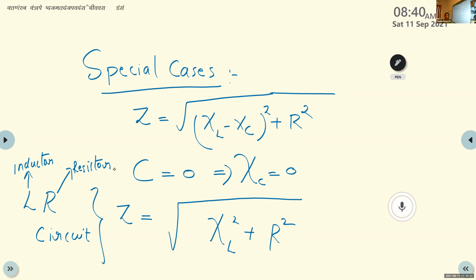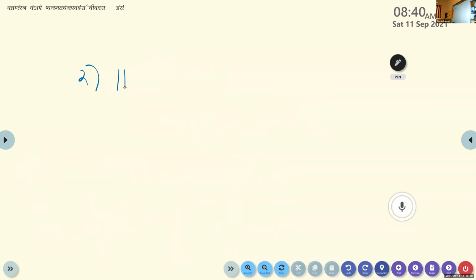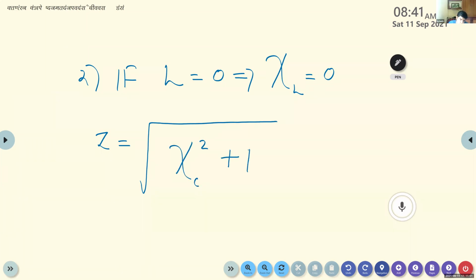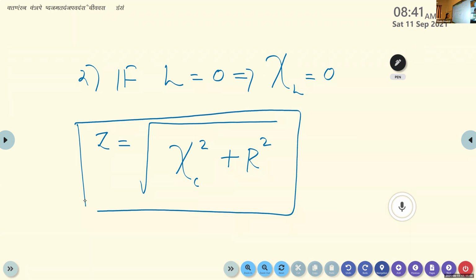Similarly, if the circuit consists of only the capacitor and resistor, that is, if the inductor is absent. The second case, if L is equal to 0, then the impedance Z is equal to, L is equal to 0 means the resistance offered by the inductor chi L is equal to 0, which implies Z is equal to, what is left? Chi C square plus resistance offered by the resistor, that is R square. Z is equal to root of chi C square plus R square.